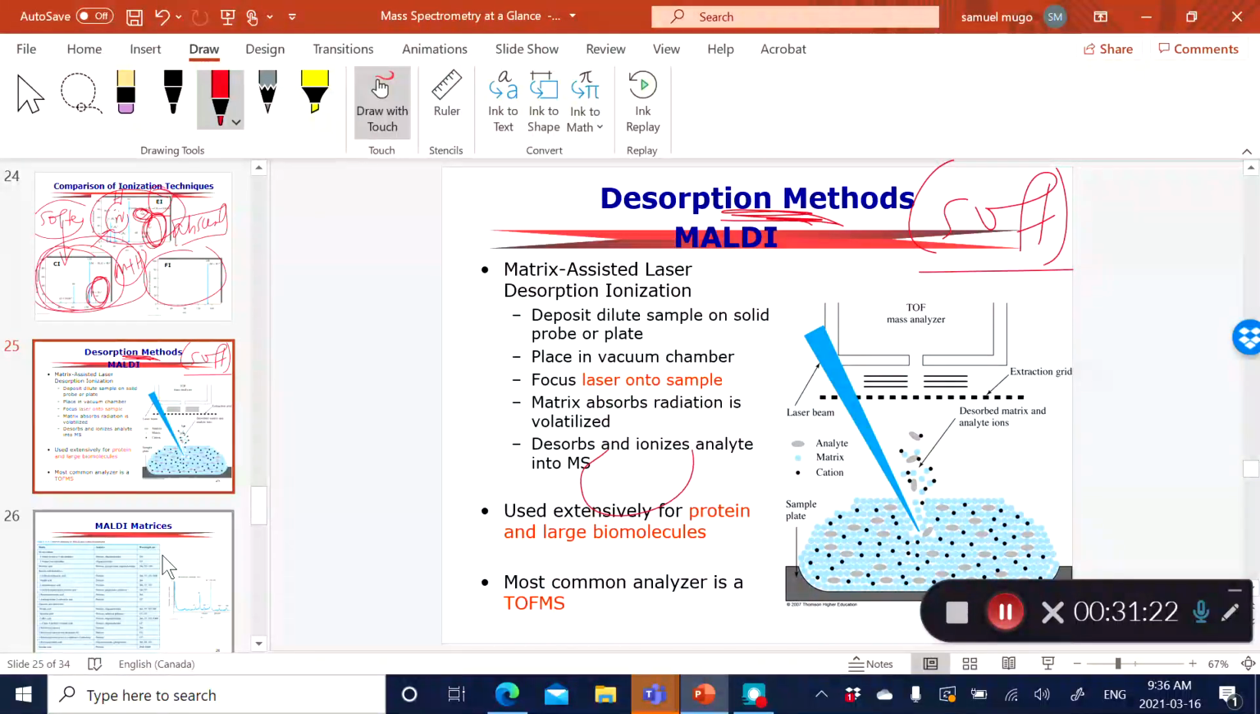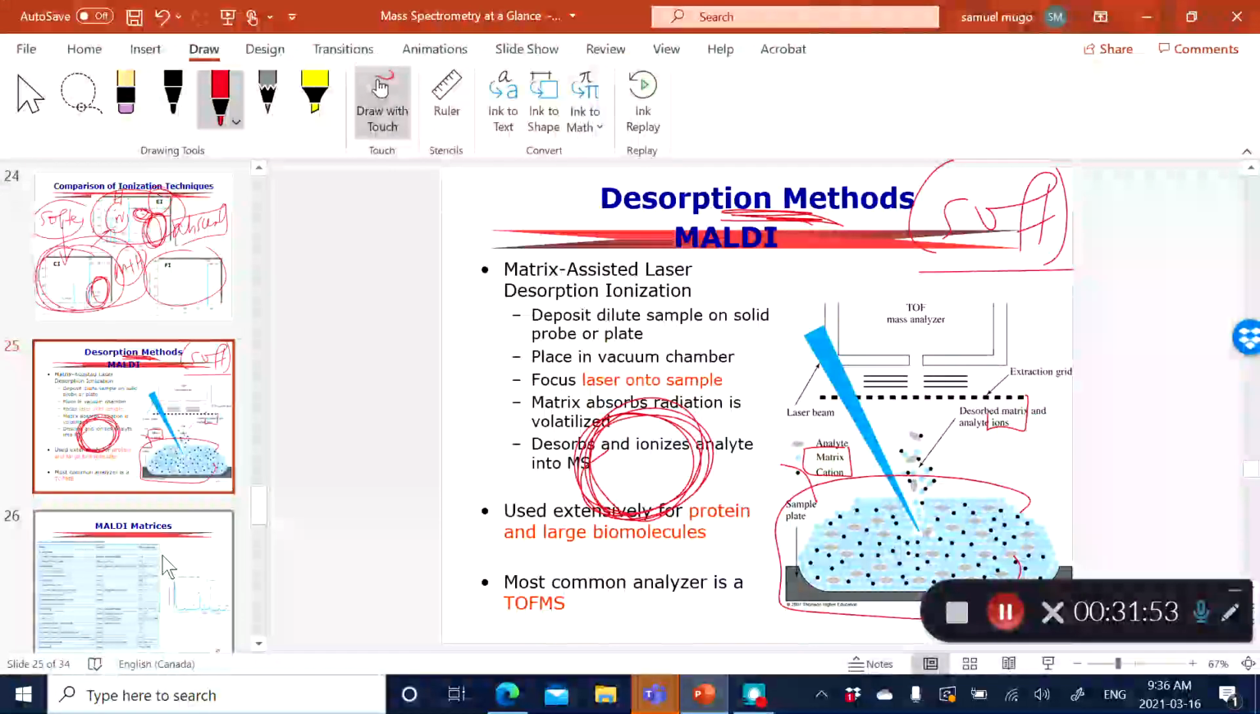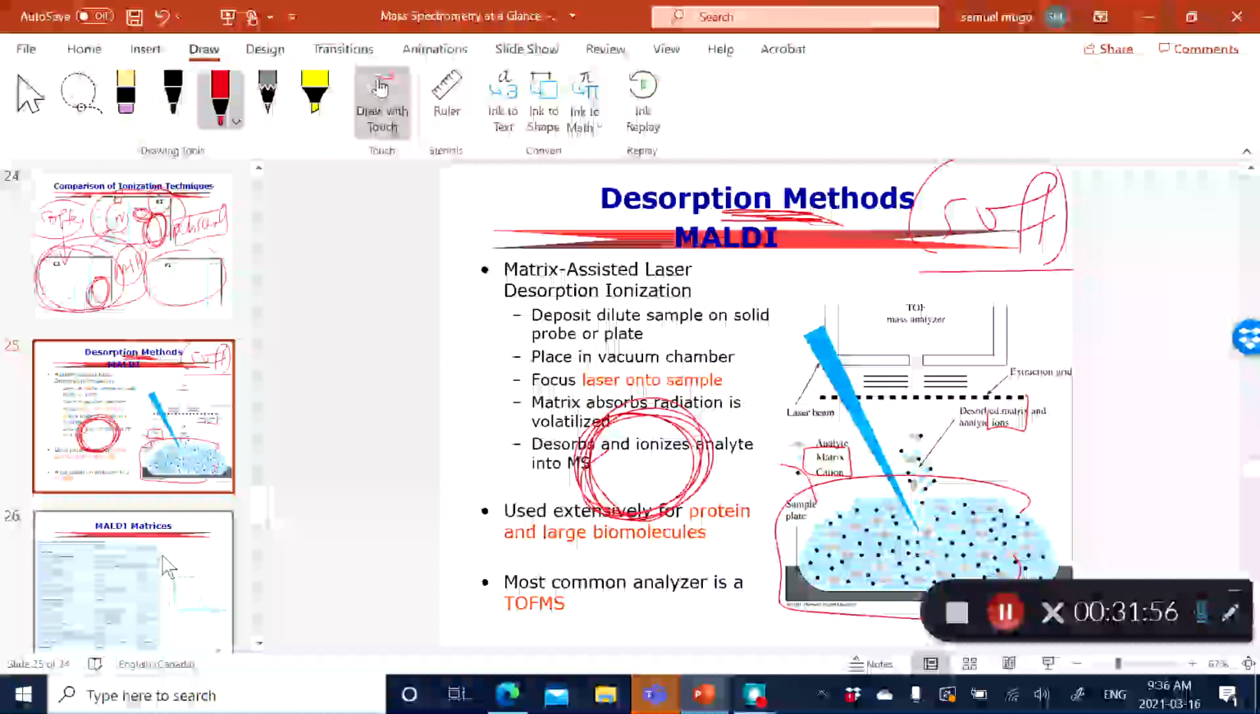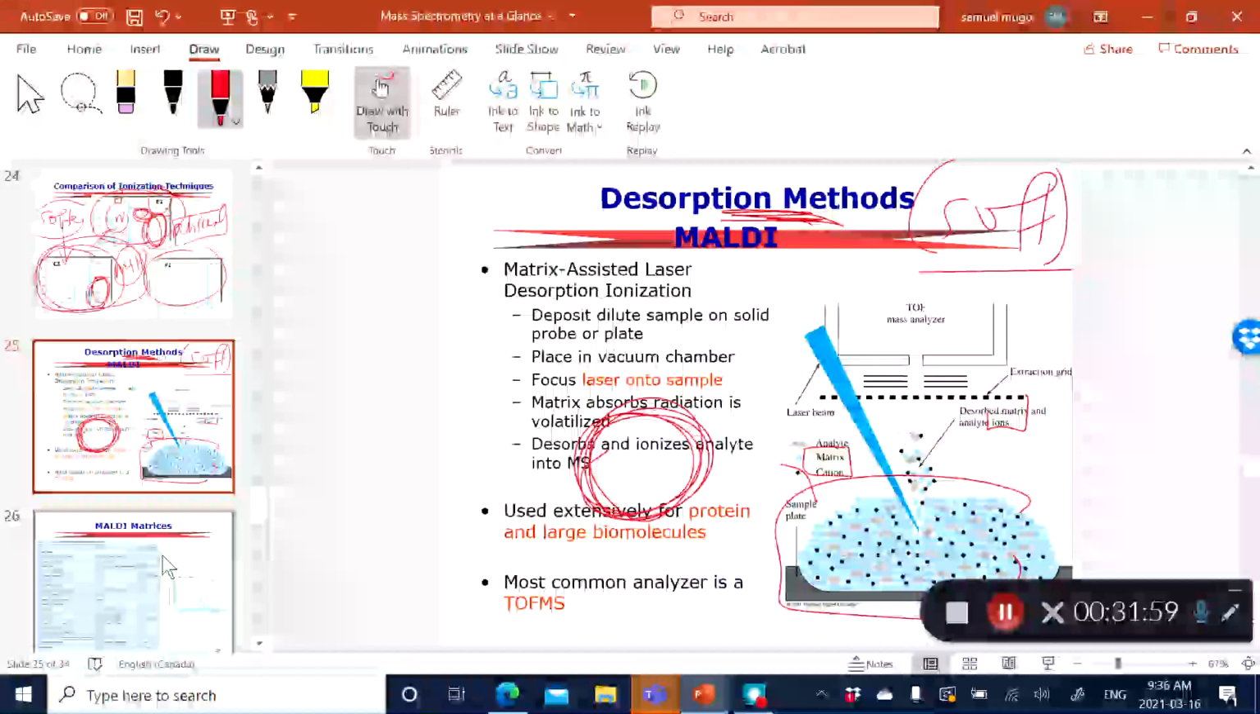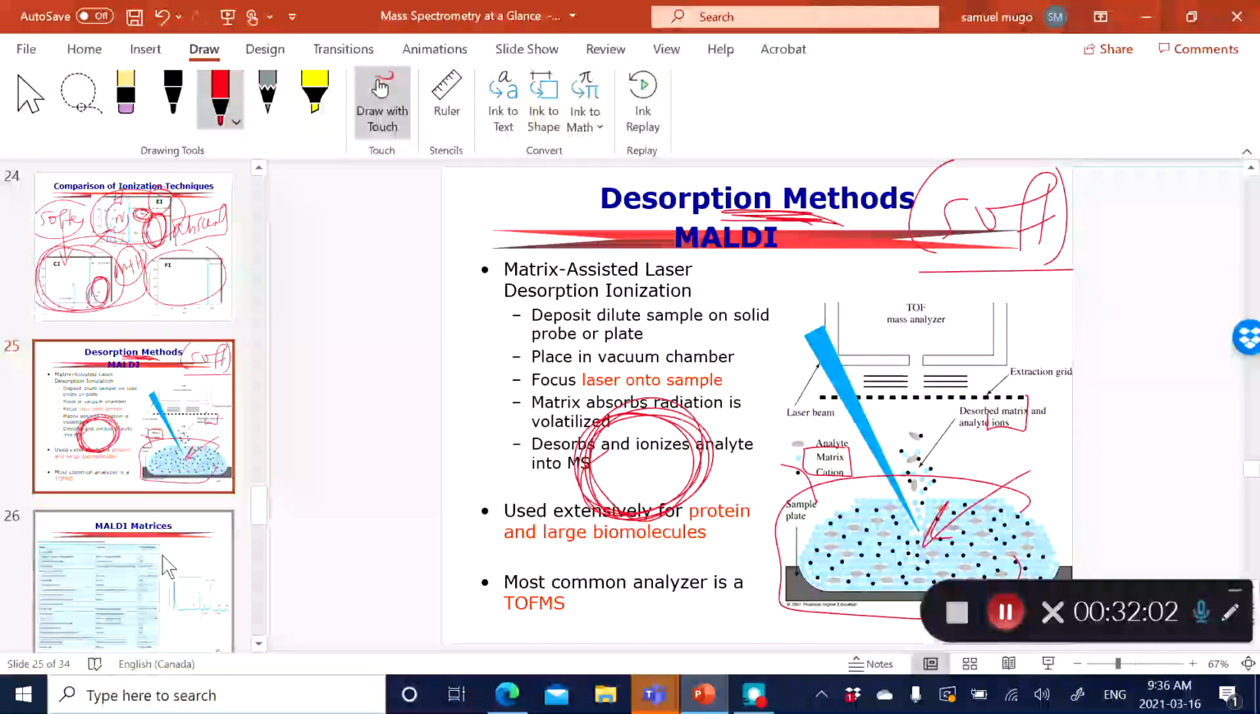Typically, you've got a sample stage, and the sample stage is basically just a stainless steel plate. You put your sample on the plate and mix the analyte solution with what you refer to as a matrix. The matrix is typically an aromatic small molecule that can absorb the energy from the laser. So you put the analyte plus the matrix onto the sample stage.